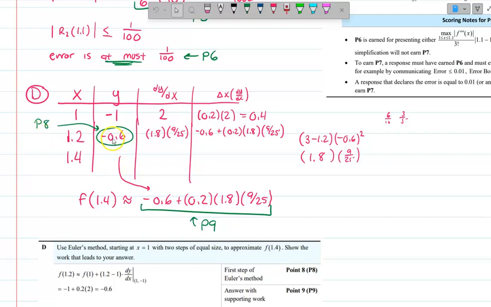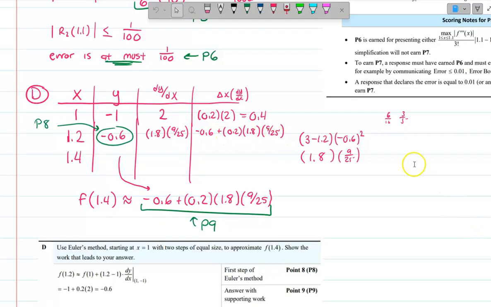And then we repeat the process one final time. You find dy/dx by plugging in 1.2 and negative 0.6, and you can see that I wrote my answer as an unsimplified answer because I did not want to multiply those things together. And then finally, we took the negative 0.6, which was the y value. I added the delta x times dy/dx, and so this large term right here is actually the y value.